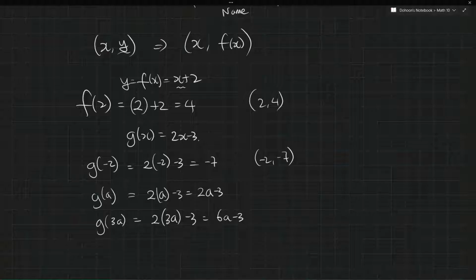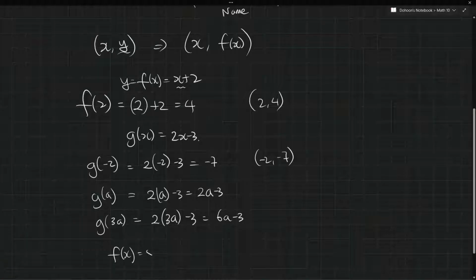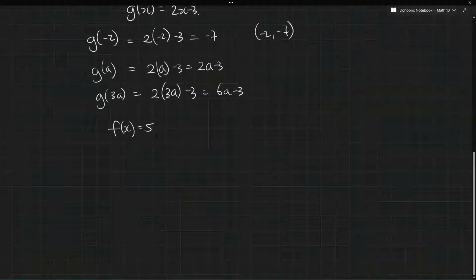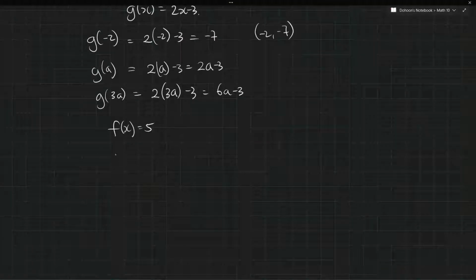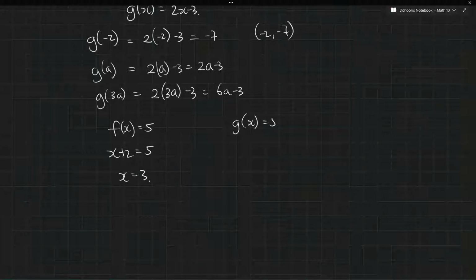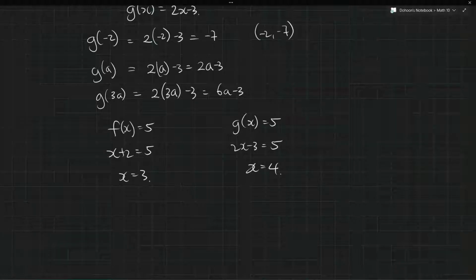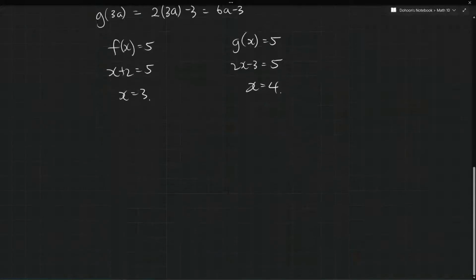We could go the other way as well. How do we solve f of x equals 5? Well, we just replace the left-hand side with x plus 2, because f of x is x plus 2, equals 5, and then we solve it. So x is 3. On the other side, let's try g of x equals 5, and this would be 2x minus 3 equals 5, so then x is 4. Straightforward, right?